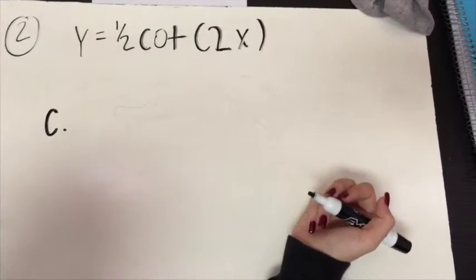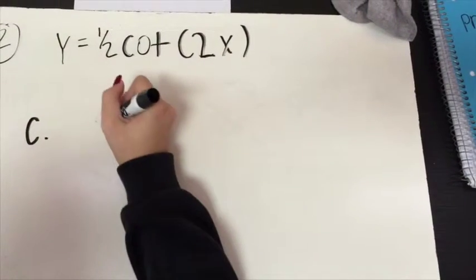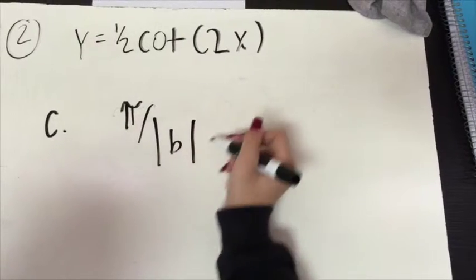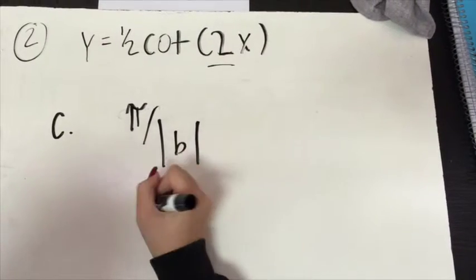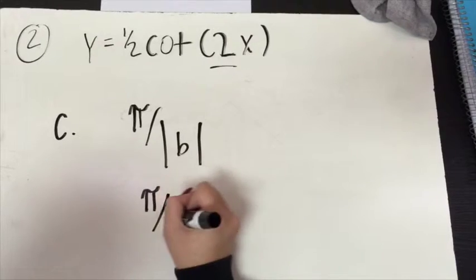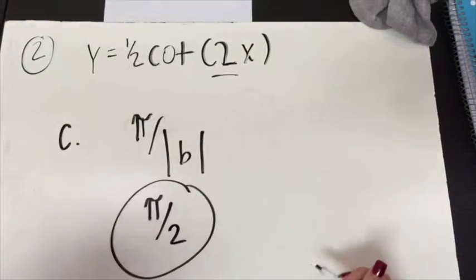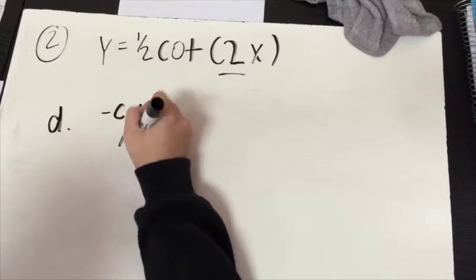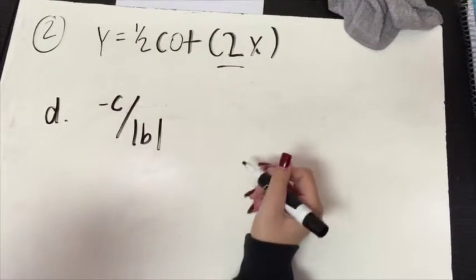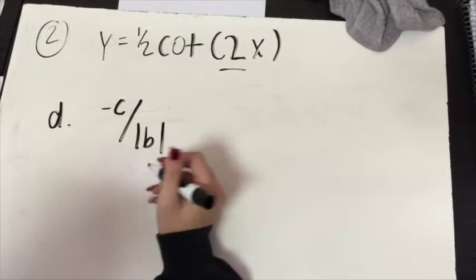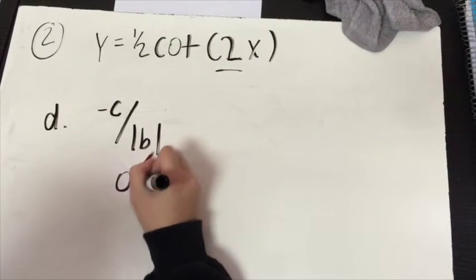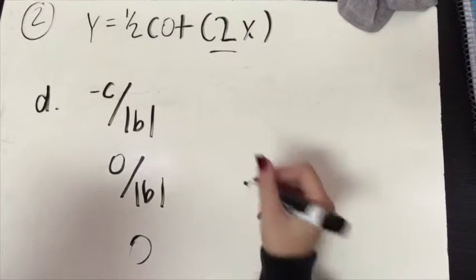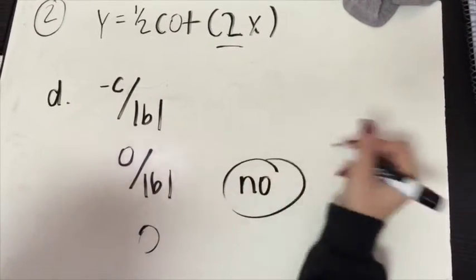Now we're going to explain the period of the function, and the period formula is pi over the absolute value of b, and b in this function is 2, so the period equals pi over 2. The phase shift formula is -c over the absolute value of b, and there's no c in this function, so c would be 0, and anything divided by 0 equals 0, so there's no phase shift.